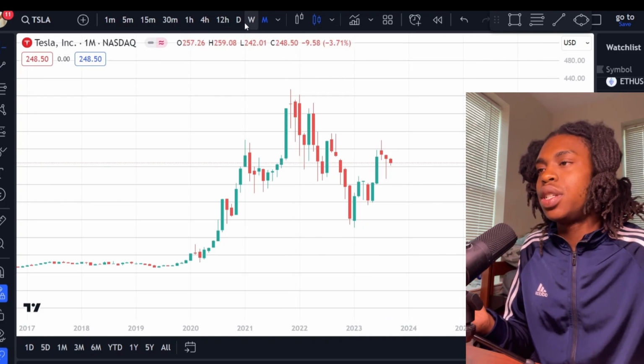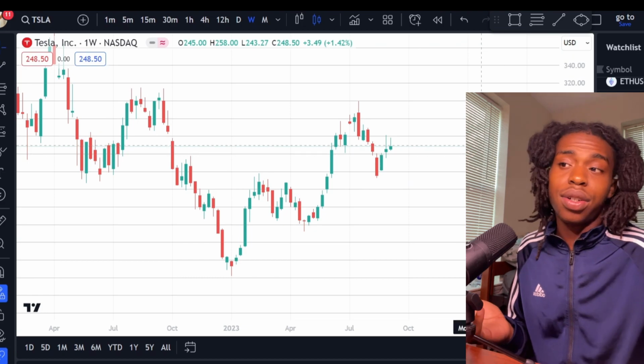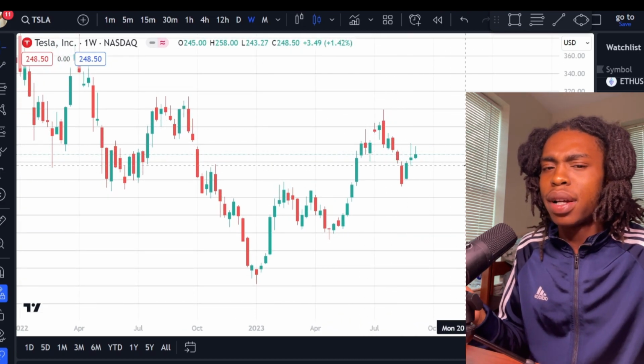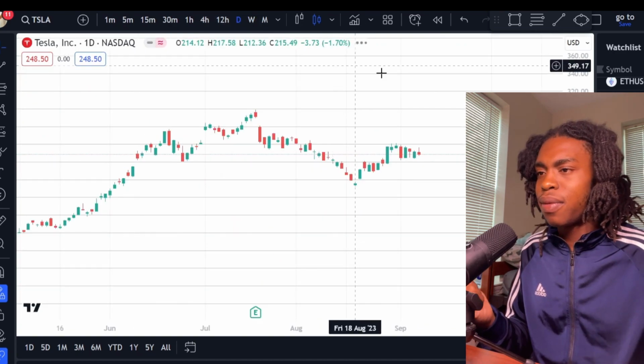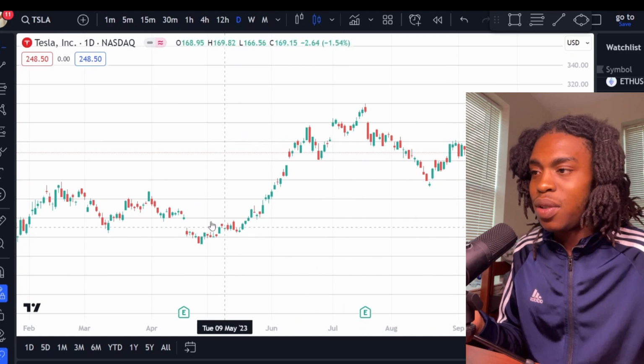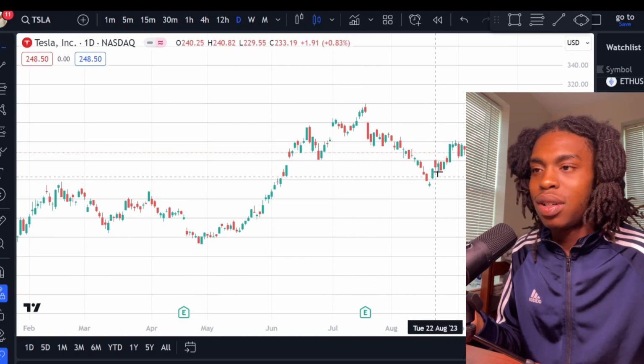Now let's go to the weekly chart to see what it wants to do. Based off the weekly chart, we see something different. When it was slacking down, now it's starting to come back up. Now go to the daily chart. On the daily chart, more in depth, you can see what's happening. You see how it came down right here, it bounced off, and it went up.